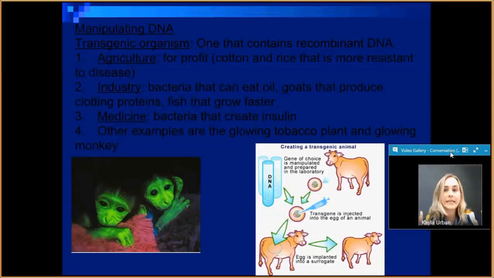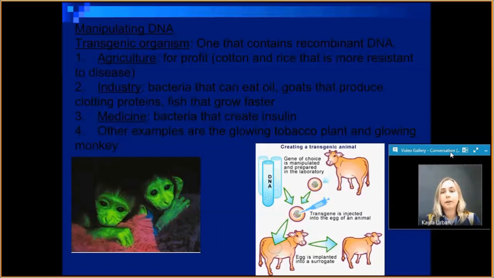Okay, manipulating DNA. This is kind of fun. Love the little glowing monkeys in the bottom left. There are different reasons that scientists might want to manipulate DNA. And what we're talking about here is inserting specific genes from other organisms into a different organism. That's why the monkey's glowing. So those are transgenic organisms. One that contains recombinant DNA, or DNA that has been recombined and reinserted in there for a specific purpose.